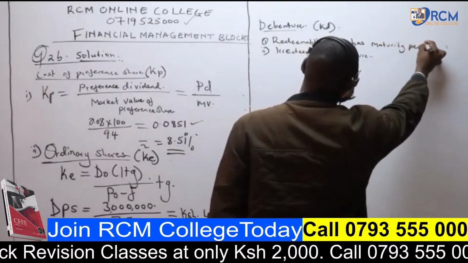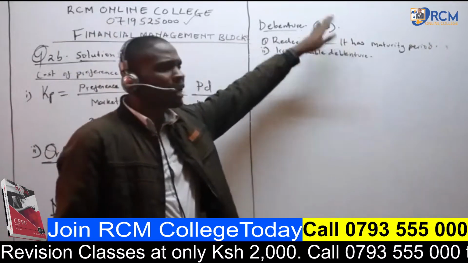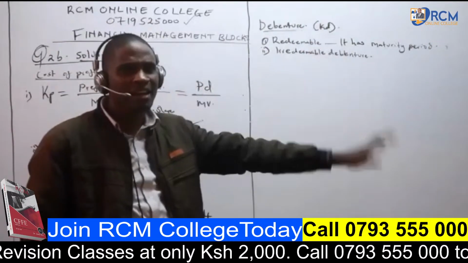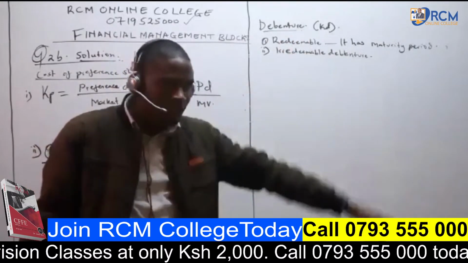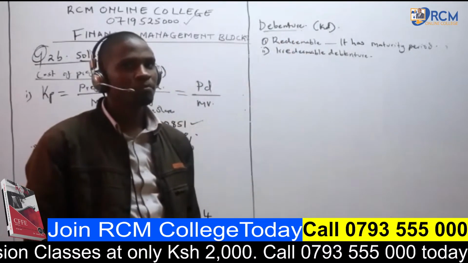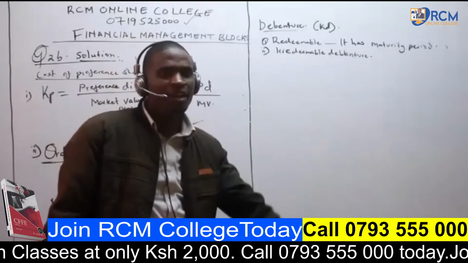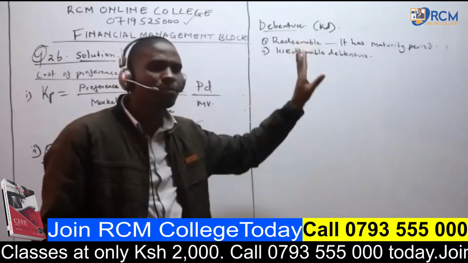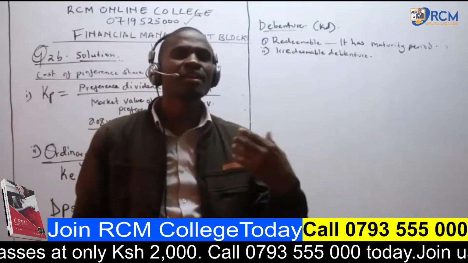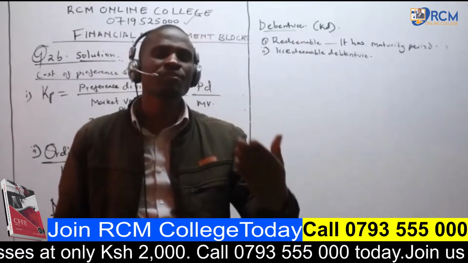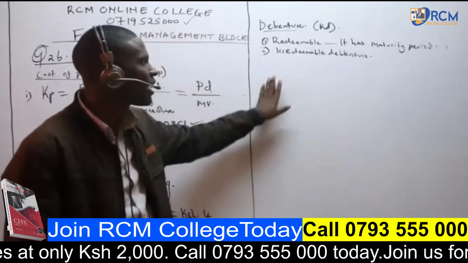Anytime you see a question where they are mentioning a number of years, 10 years, 100 years, 20 years, that is a redeemable debenture. If we are talking of irredeemable debenture, this one does not have a maturity period, and we presume that the interest will be paid to infinity, it will be paid forever. The interest will be paid to infinity.